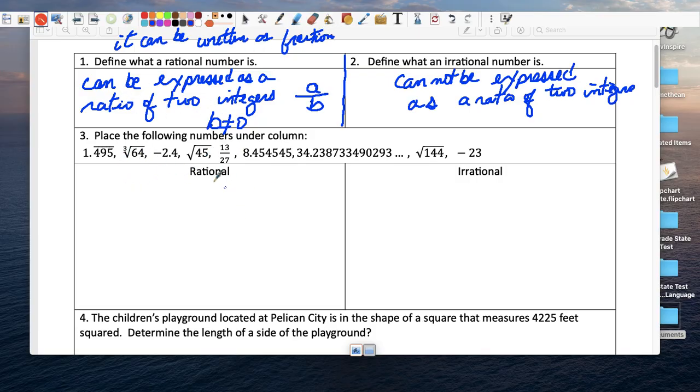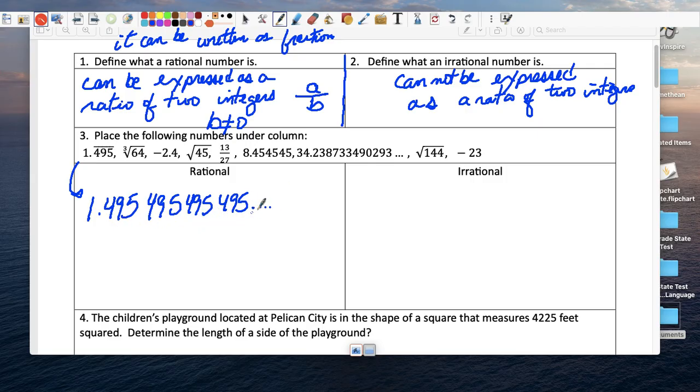So let's take a look at the following numbers, and I'll go one by one. If you have a calculator handy or a website that has a calculator, you can use it. 1.495. It's a repeating number. So this guy is 1.495, 495, 495, forever and ever, repeating, non-terminating. So it repeats forever, 495.